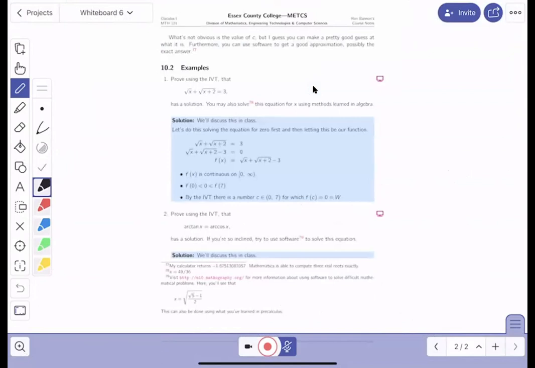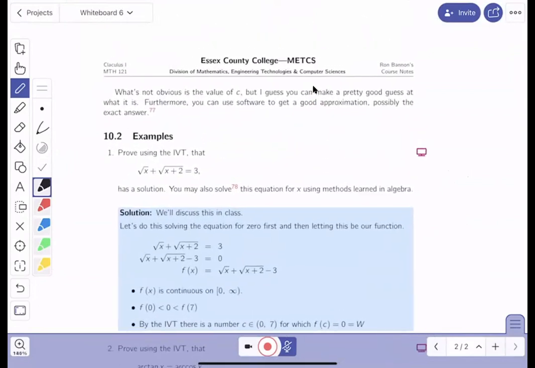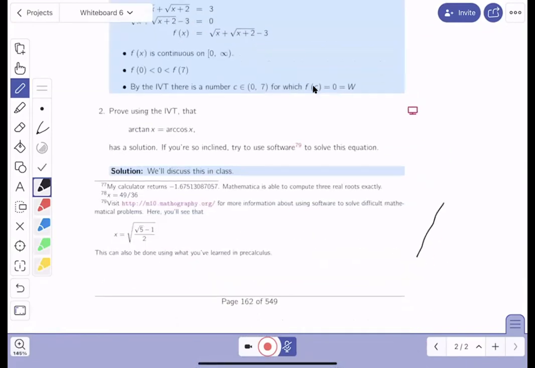All right. Now, I want to point out, if you're reading these things, which we do recommend you do read, not to memorize, but to have an appreciation of what's being presented to you. It says what's not obvious is the value of C, but you can take a pretty good guess at it, which we did talk about. It's like minus 1 point something. Look at the picture, by the way. But you can use software to get a good approximation and possibly the exact answer. There's a footnote over there. We'd like you to take a look at it. And it says on my calculator, and on my calculator, it returned this number.